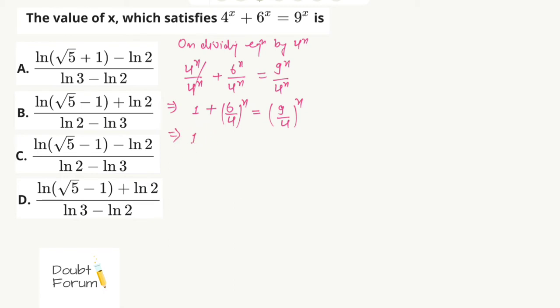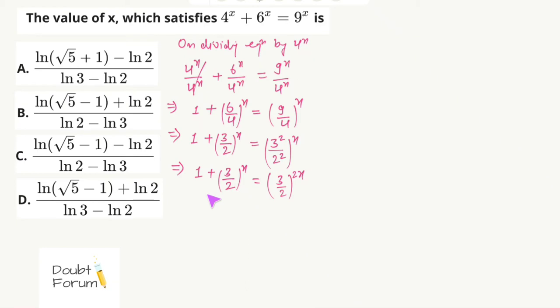On further simplification, it will be 1 plus, we can divide the numerator and denominator by 2, so this will become (3/2)^x equals 3 squared divided by 2 squared, the whole to the power x. On further simplification, we will get 1 plus (3/2)^x equals, we can take the power of 2 outside, so this will become (3/2)^(2x).